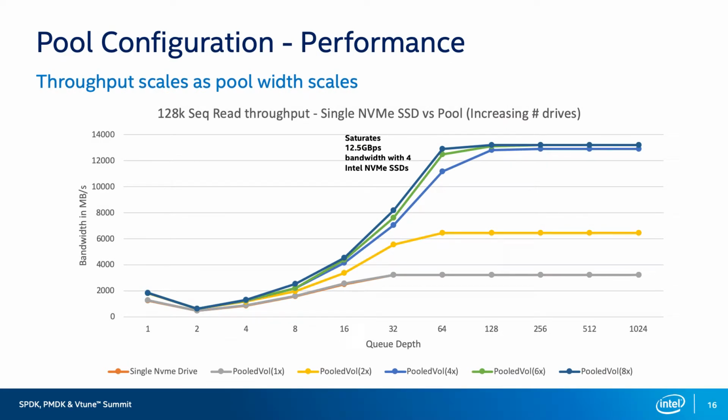Throughput scales as the pool goes wider, and of course the Q depth is at the initiator. You can again see that everything scales up really nicely until we hit the network saturation. There are some interesting anomalies that occur at the end that we're digging into. But again, you can see here our single drive and our pooled are basically the same. That speaks to the efficiency of the code that's in there.